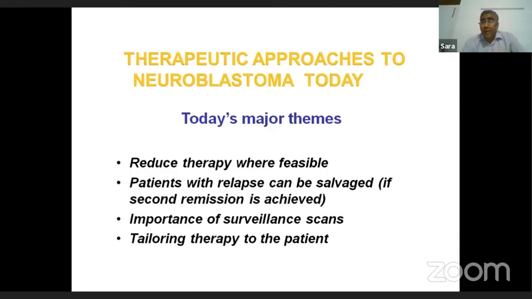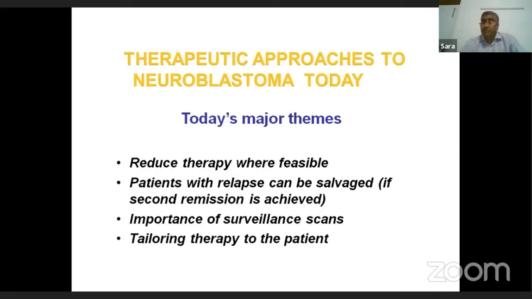Patients with relapse can also be salvaged if you achieve a remission again. So if a child with neuroblastoma has relapsed and you can again control the disease and get a second remission, you can again offer a lot of treatments and try to salvage them, and their life can be saved. Surveillance is important. After finishing the treatment, keep on doing surveillance. With early pickup of relapse, you can offer some local treatment for that one spot of relapse and try to give a longer life.